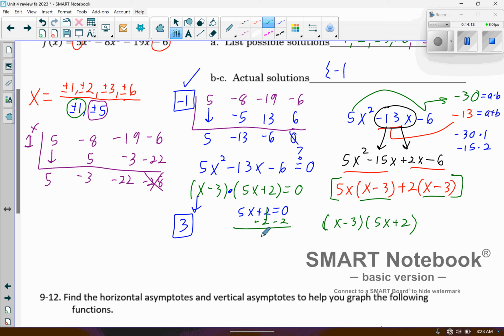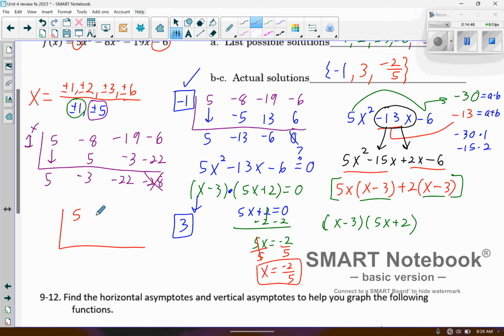So let's see, that would give us 5x equals -2. And then I'm going to divide both sides by 5. And so we're going to get x equals -2/5. And there we go. So my other solutions were 3 and -2/5. And so if you would have continued using synthetic division, you would have eventually hit 3, and 3 would have worked. And so just to give you a little extra practice, I'll show you that over here on the side.